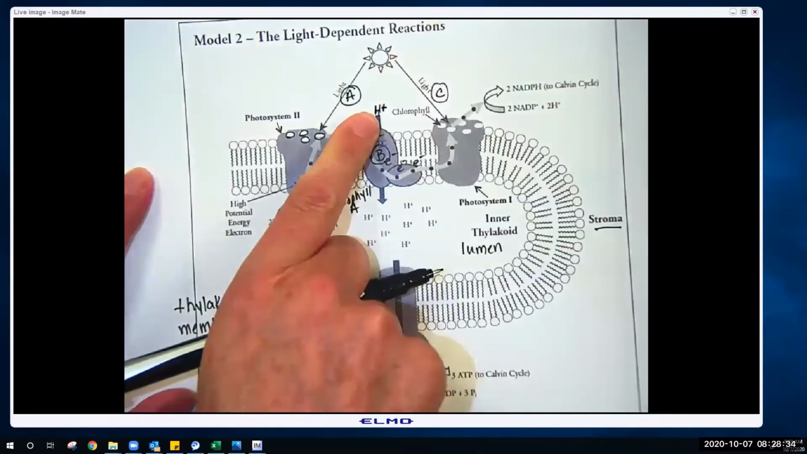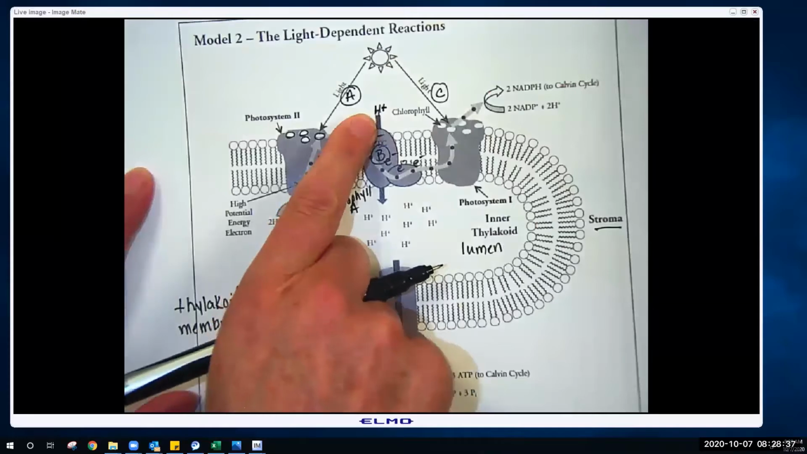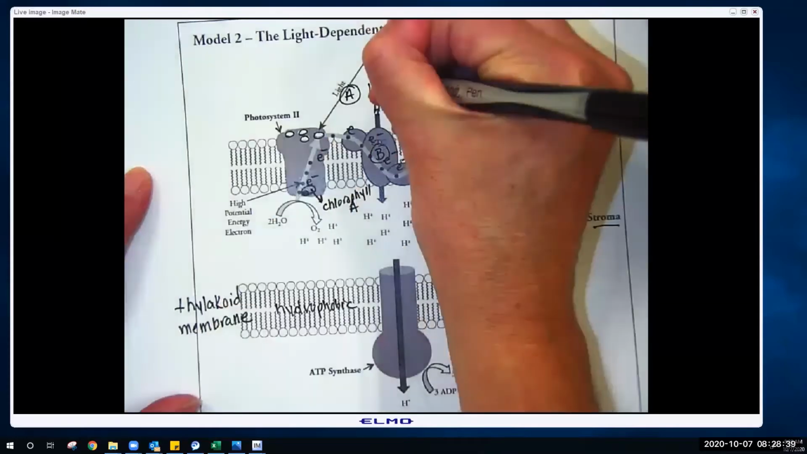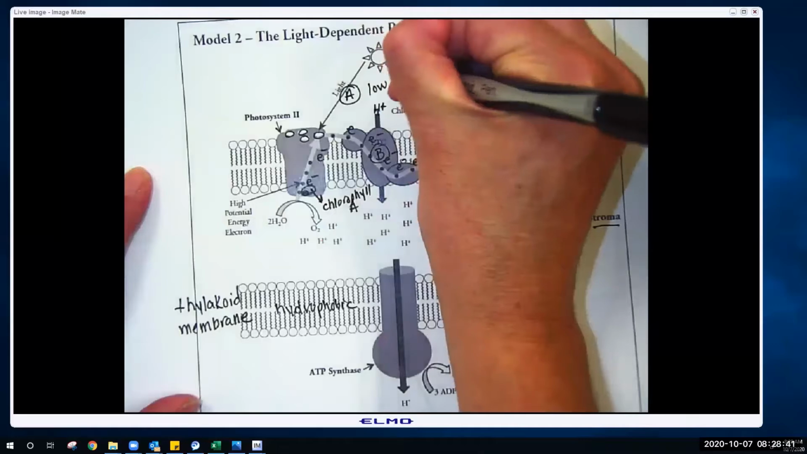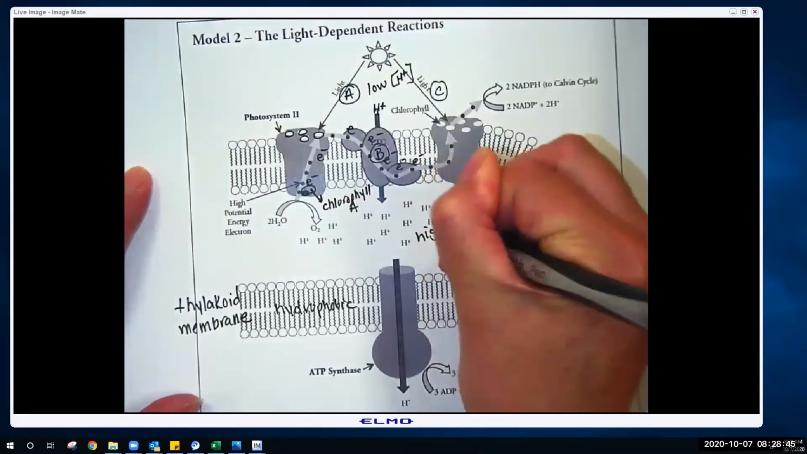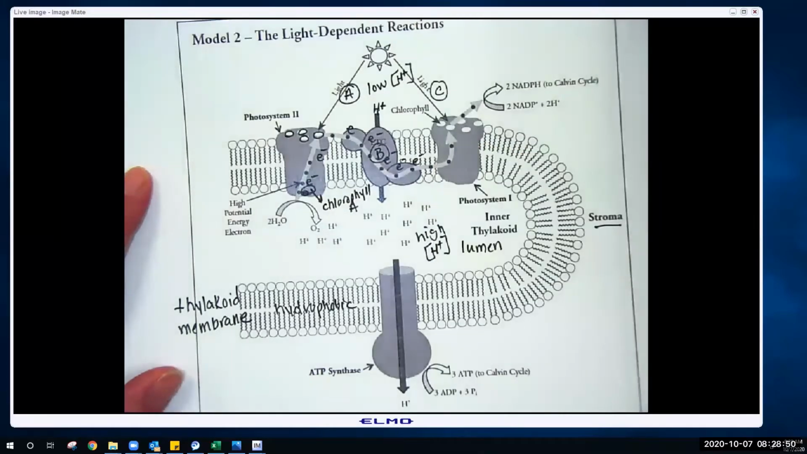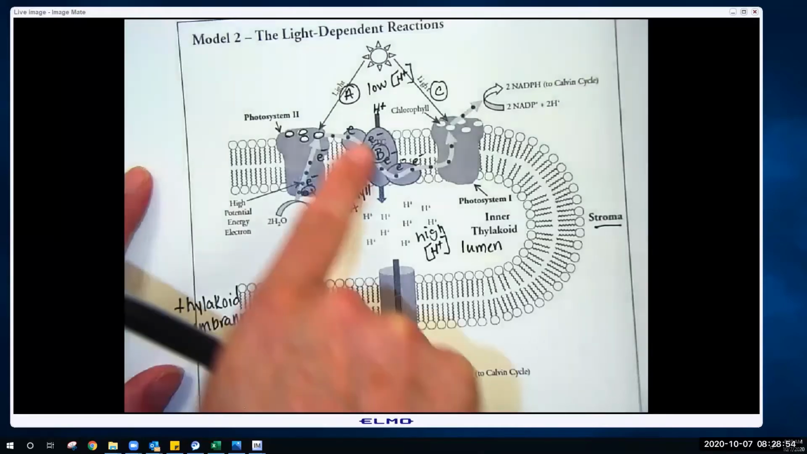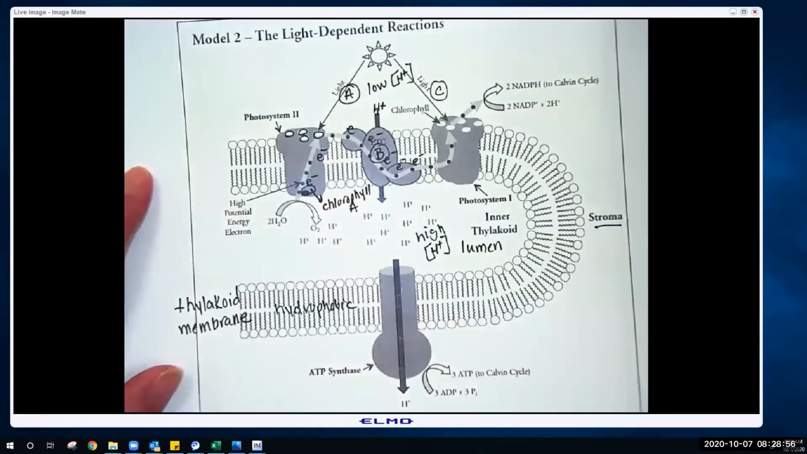So see how I have a hydrogen ion here, and it's moving from a low concentration of hydrogen ions to a high concentration of hydrogen ions. That is active transport. That needs energy. That energy is not coming from ATP, it's coming from the movement of electrons down the electron transport chain. It's coming from that current of electrons.